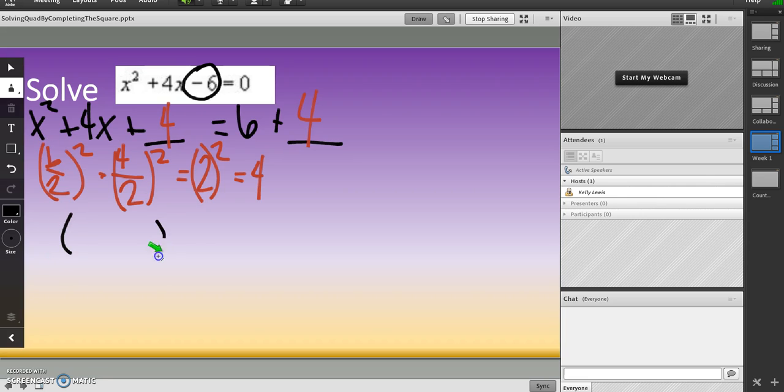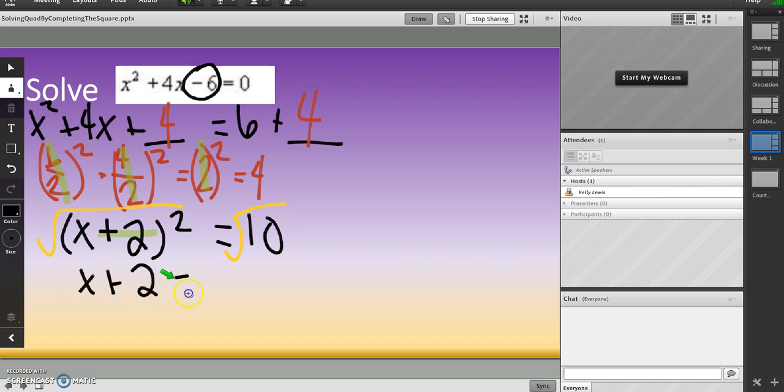Alright, so now I'm going to write it as a perfect square. So x, 6 plus 4 is 10. Right here is that b over 2. So I'm going to write the number 2, positive 2. And so I have x plus 2 squared equals 10. I need to take the square root to get rid of that squared. When I do that, I get x plus 2 equals plus minus square root 10.